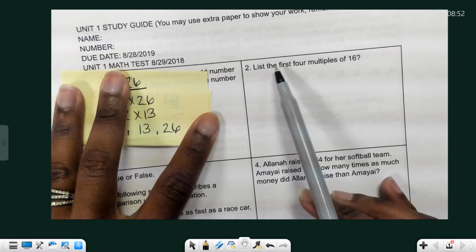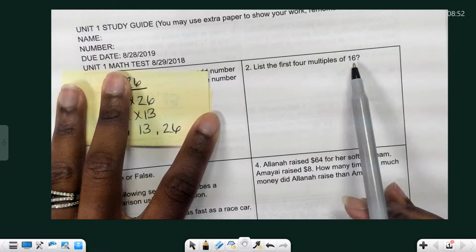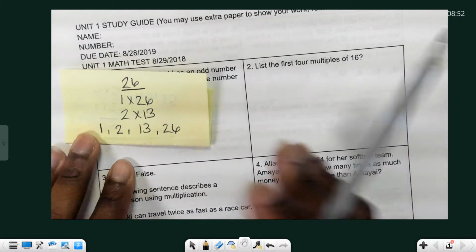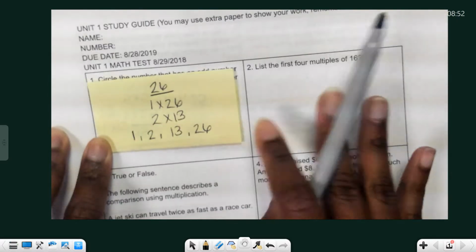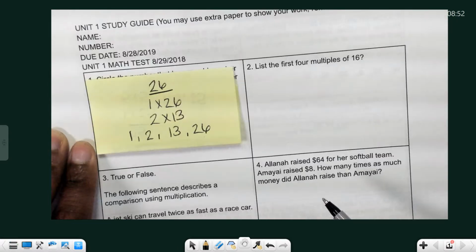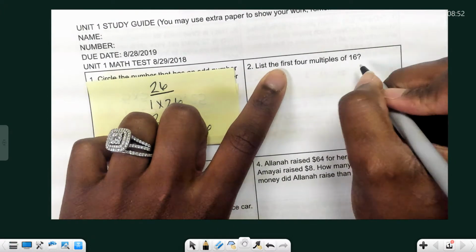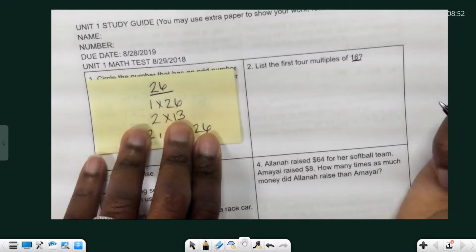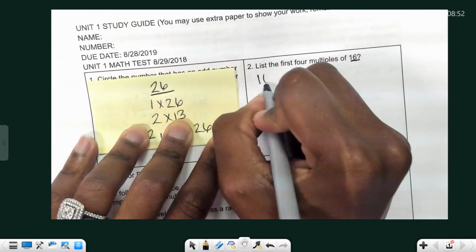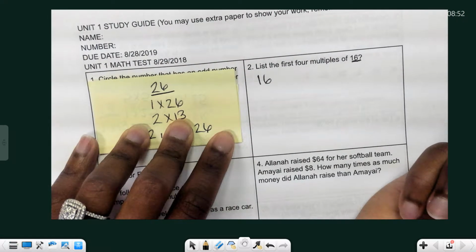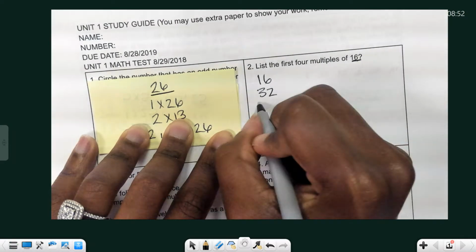It says list the first 4 multiples of 16. The first 4 multiples of 16. So out of all this that we've been doing for Unit 1, we know that in order to find multiples, we must do what, Taekwon? Skip count. So if we're looking for the first 4 multiples of 16, we are going to skip count by 16. All right, so the first multiple is 16. The next multiple? 32. The next multiple? 48.